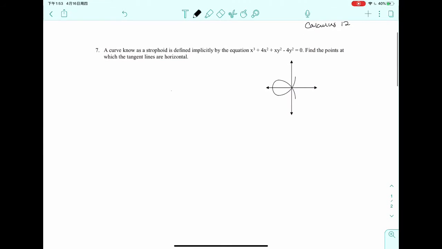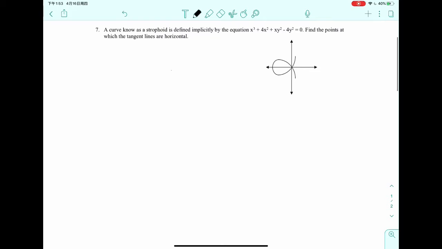So the first question I chose is question 7 from implicit differentiation number 16. I started off doing the question by differentiating both sides, which is implicit differentiation.